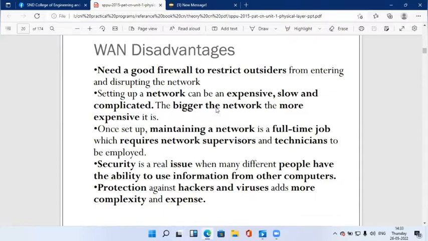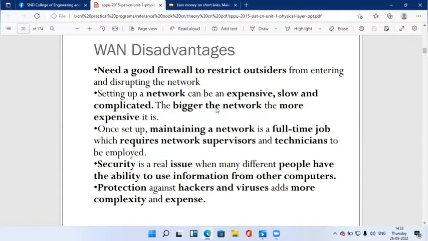After that, third is setting up and maintaining a network is a full-time job, which requires a network supervisor and technicians to be employed. Means this is not a small task to maintain the network. It is a big task while we configure the network from country to country or within the country. It is skilled persons who have to handle that WAN network.